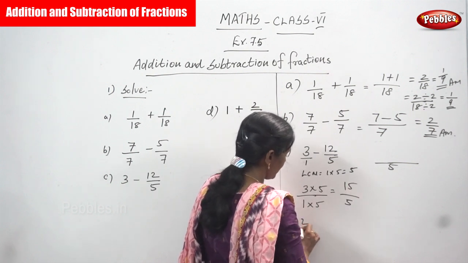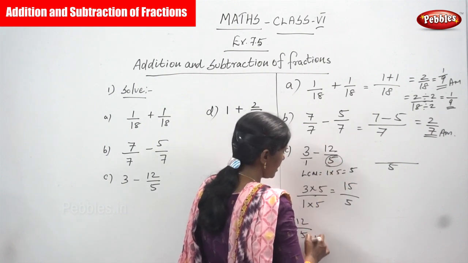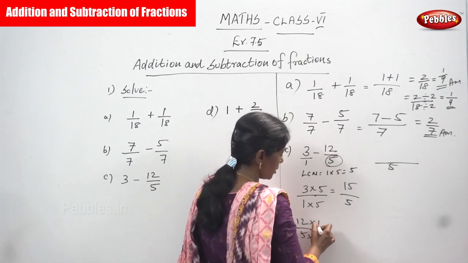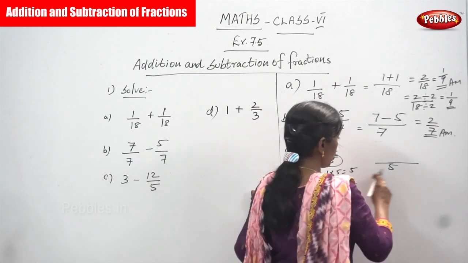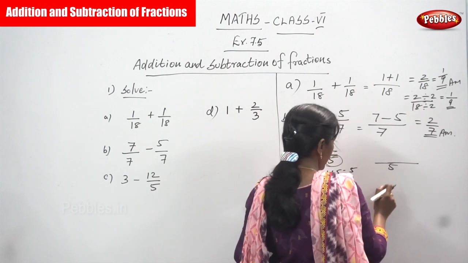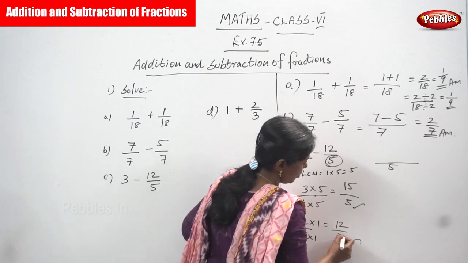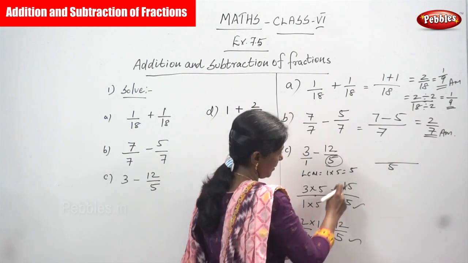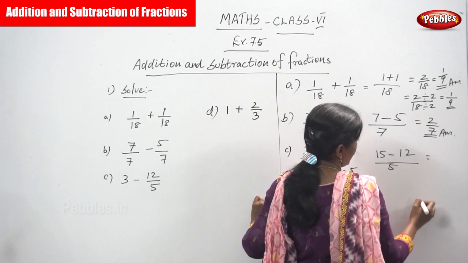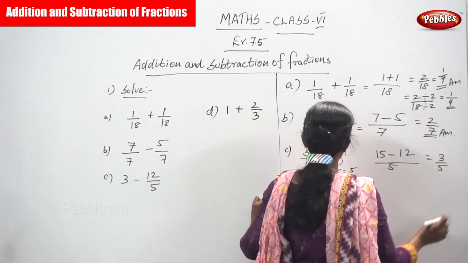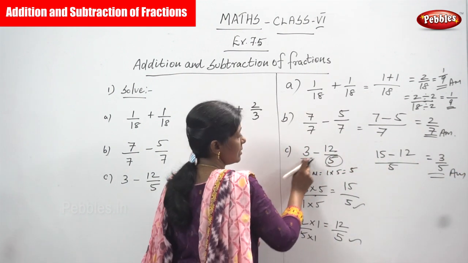Next is 12 by 5. The denominator is already 5, so you have to multiply by 1. If the denominator is multiplied by 1, the numerator is also multiplied by 1. So it stays 12 by 5. The common denominator, the LCM, is 5. Now both the denominators are similar, so you have to subtract only the numerators. The numerator is 15 minus 12. So the answer is 3 by 5. So 3 by 5 is the right answer for the question, because here 3 is a whole number.